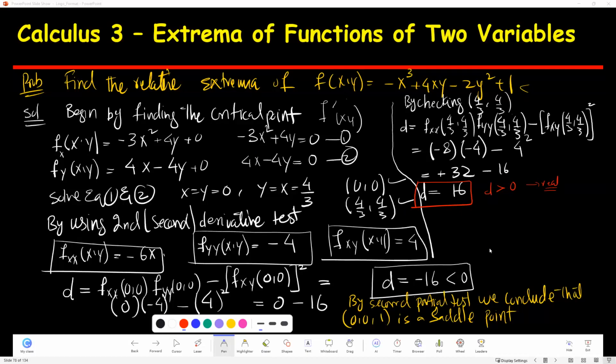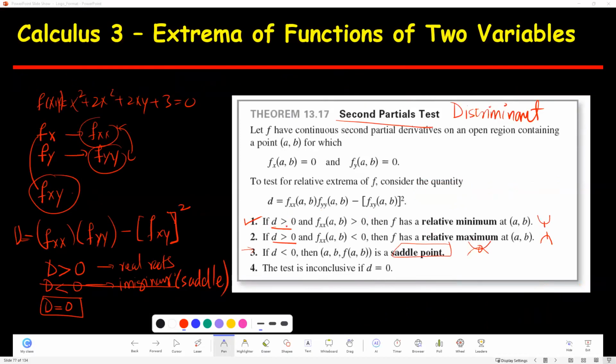Here is my test. This test says D is bigger than 0. If D is bigger than 0, number 1 and number 2, I have to check fxx. What's going on with that? So let's check fxx, the second partial derivative with second order, if it's bigger than 0 or less than 0. If it's bigger than 0, it's going to be a minimum. And if it's less than 0, it's going to be a maximum.